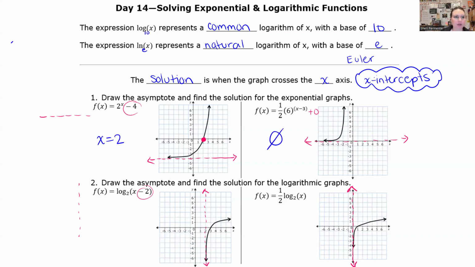For the next one, where does it cross the x-axis? 3. And the next one? 1. Very good. Easy, right? So everybody should be able to give me the answer or the solution to a graph, and it doesn't matter which kind. You can give me the solution to a graph.